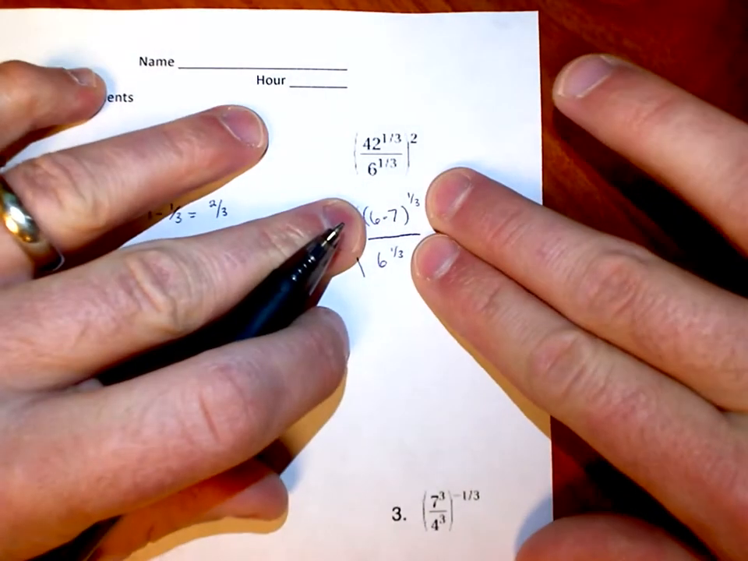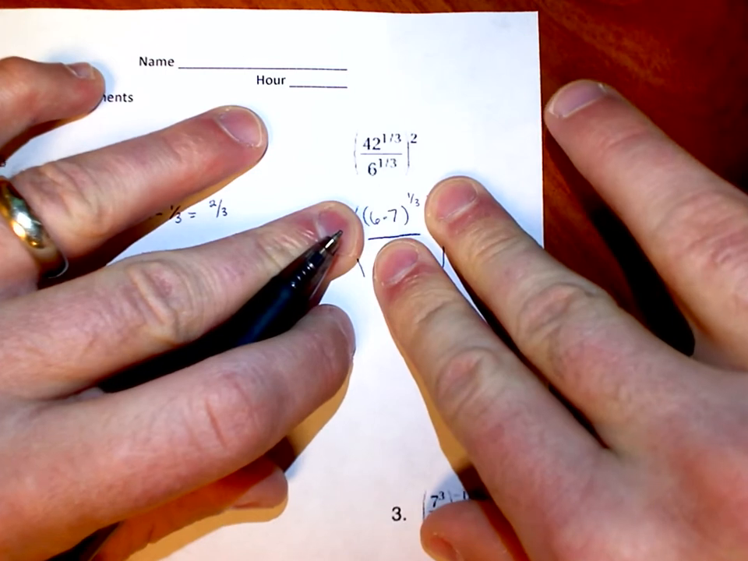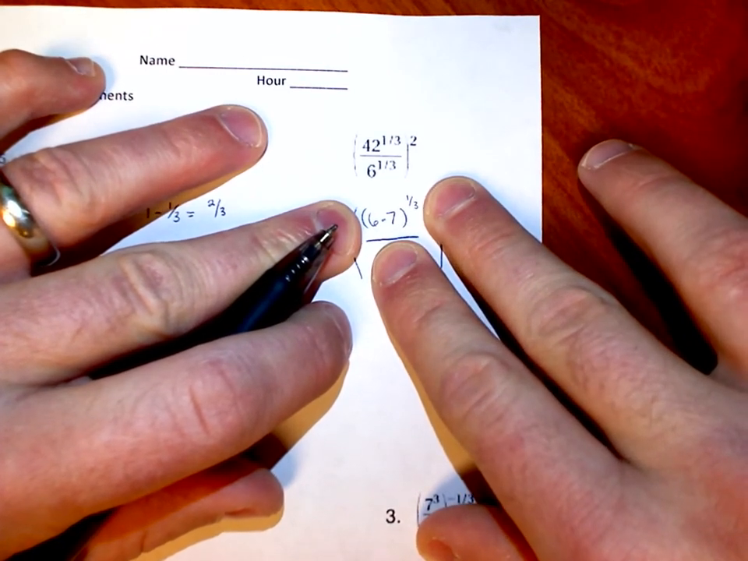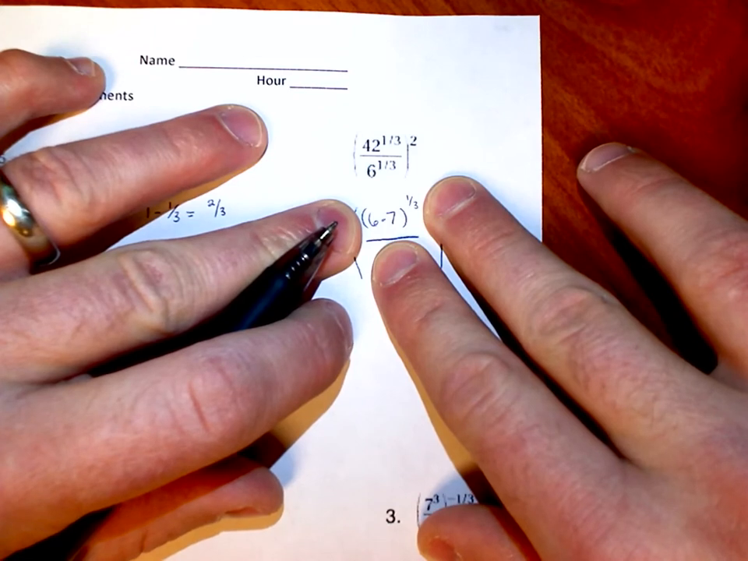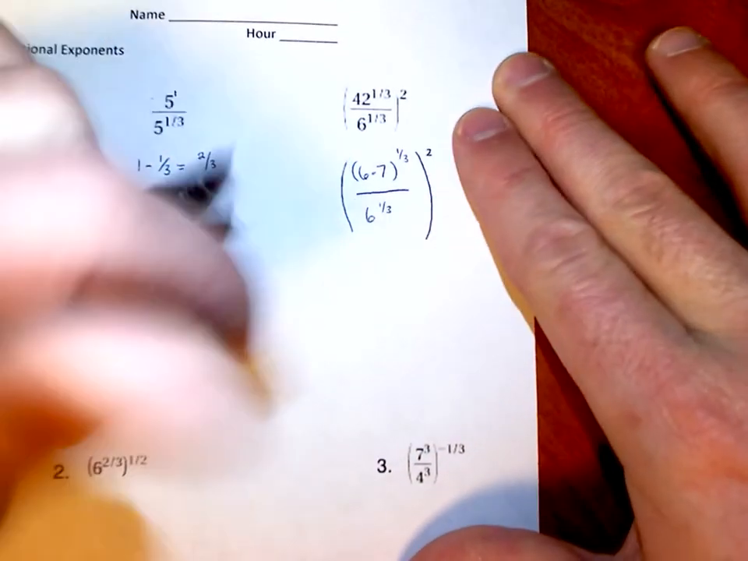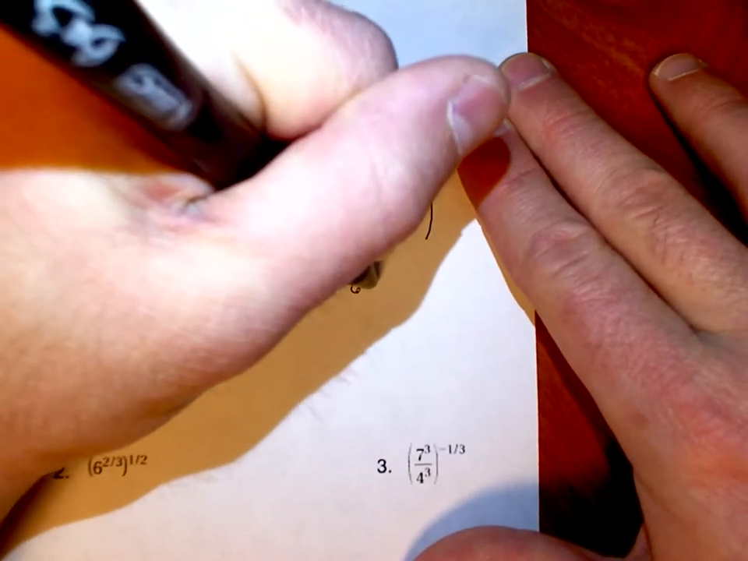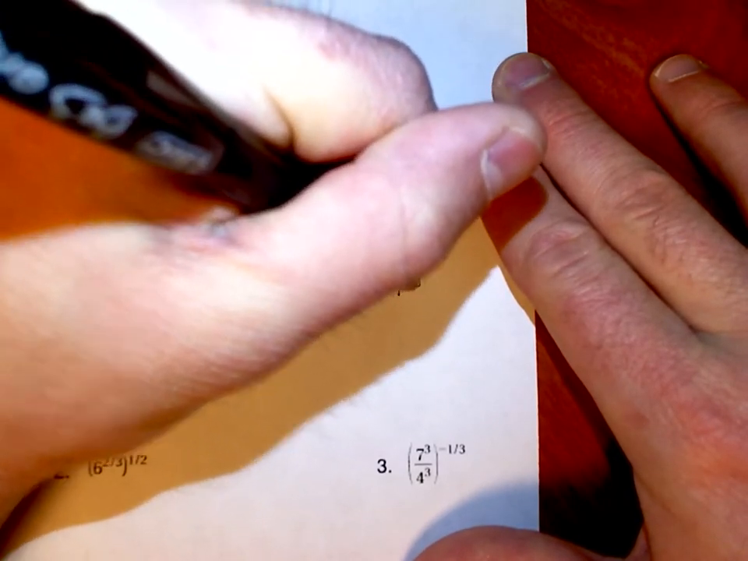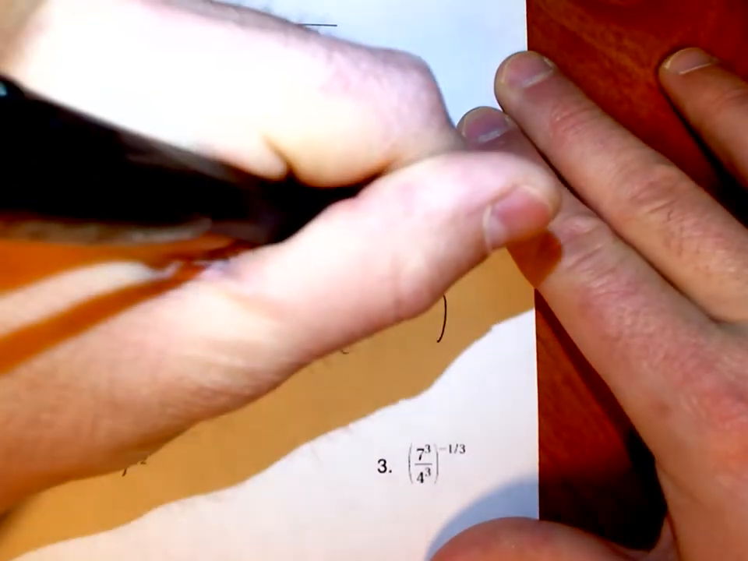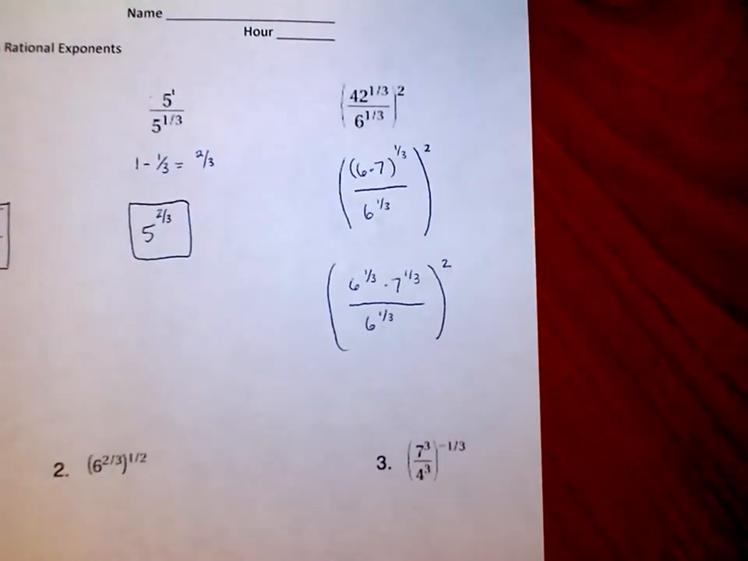Now, if I look at just the top, ignoring everything else, that's 2 things raised to the 1/3 power. And I can take the 1/3 and distribute it out to the 6 and the 7. So that would be 6 to the 1/3 times 7 to the 1/3 on the top. I have a 6 to the 1/3 on the bottom, and then that whole thing is squared.